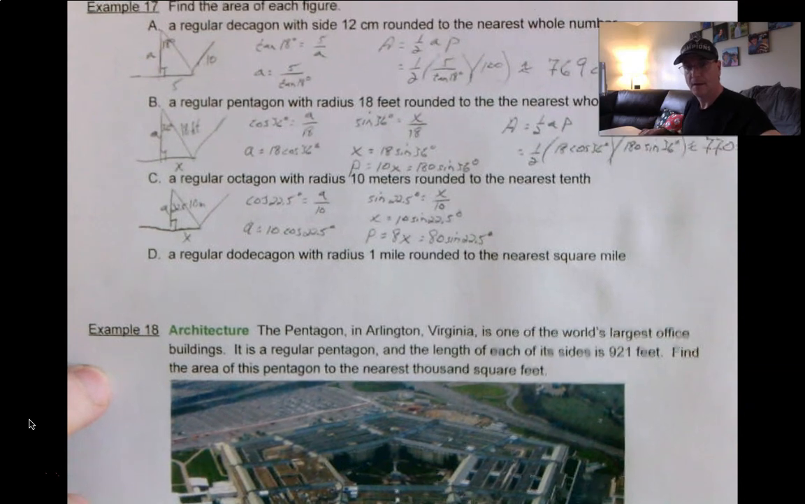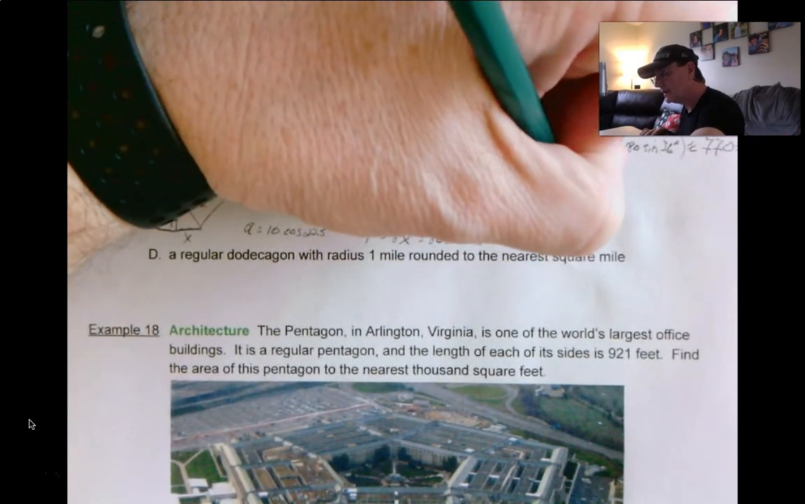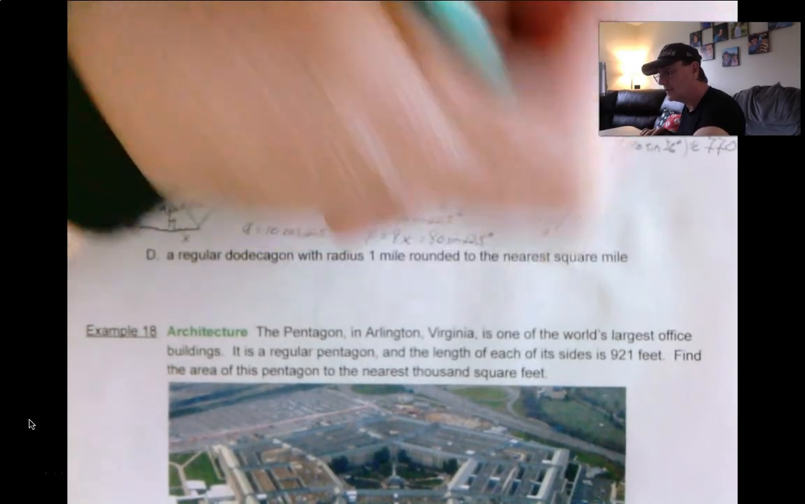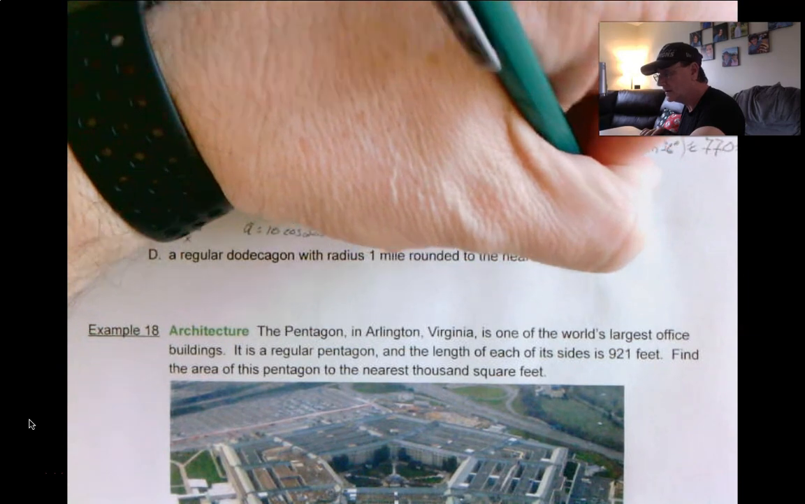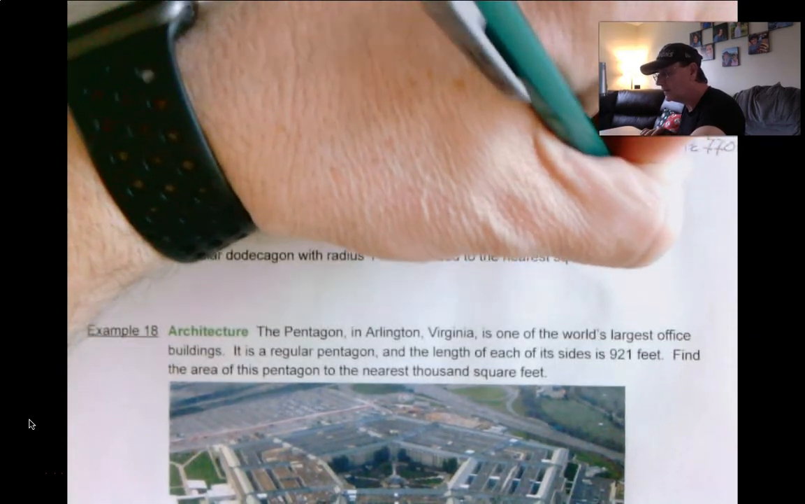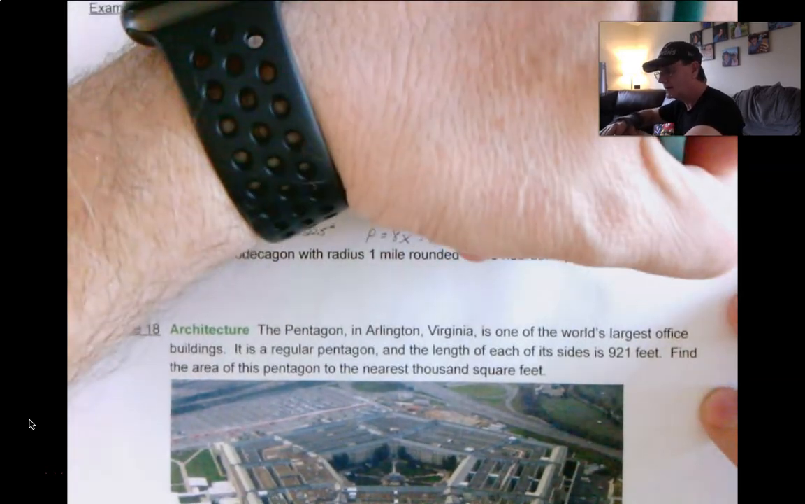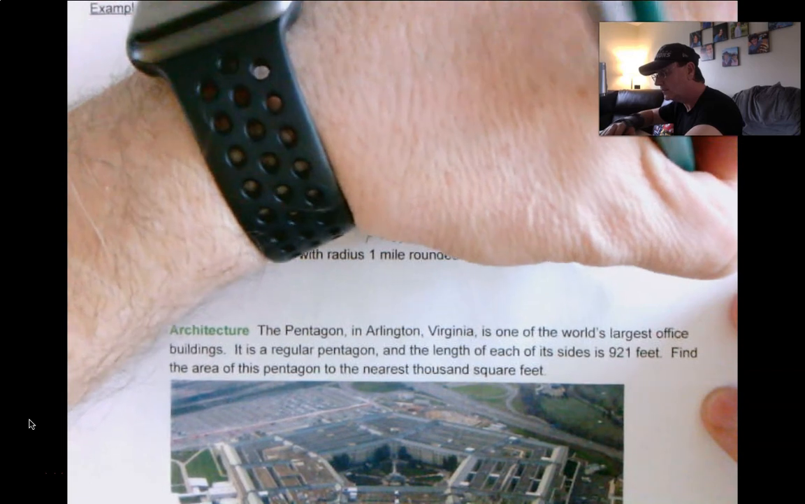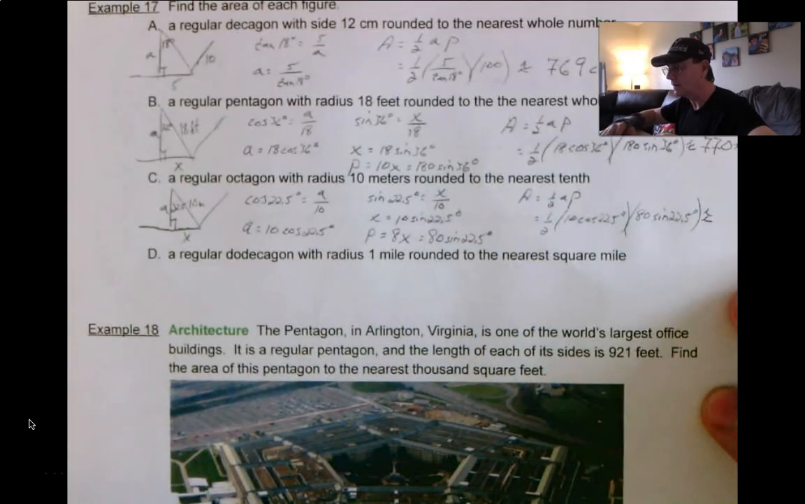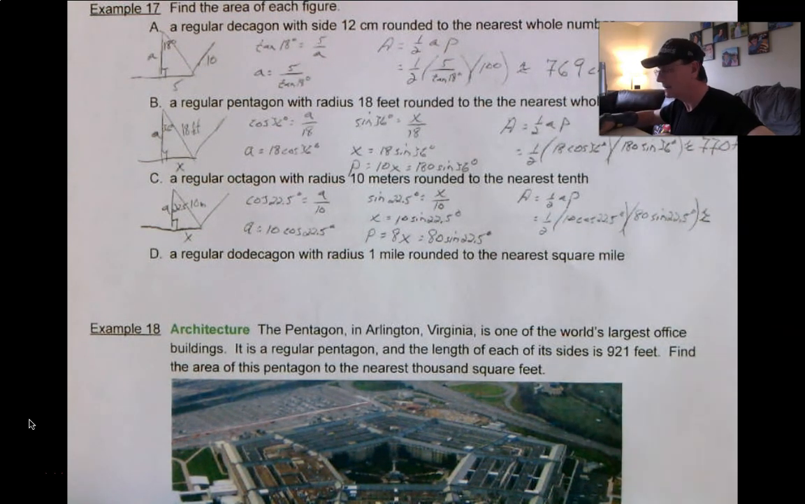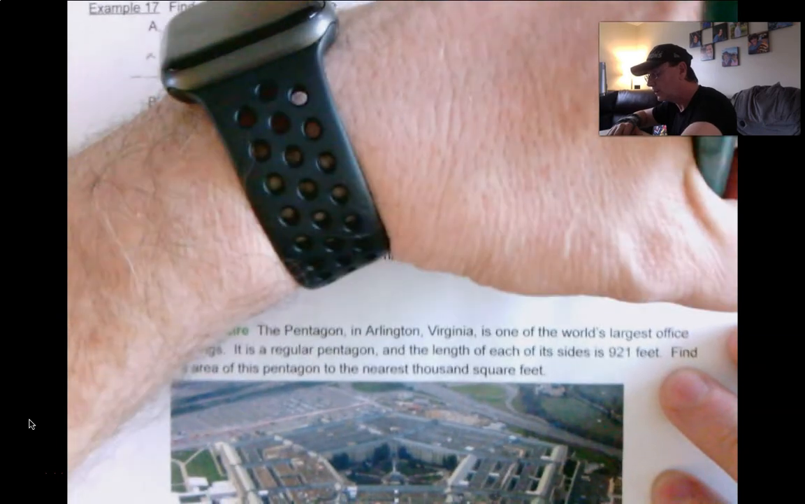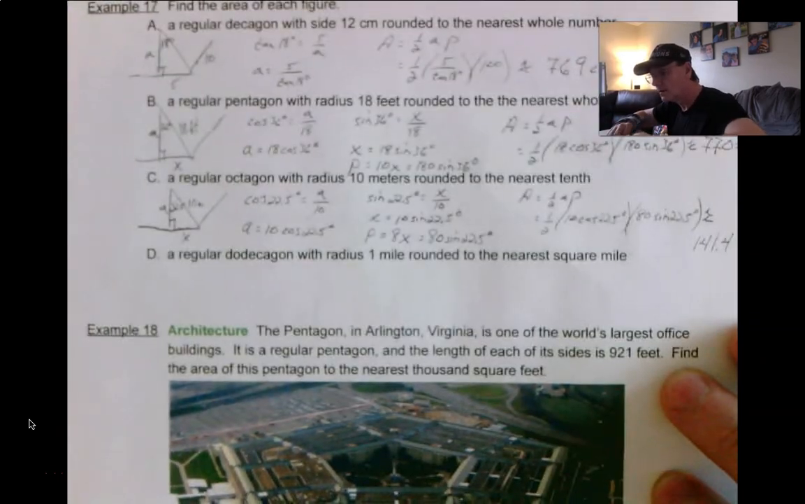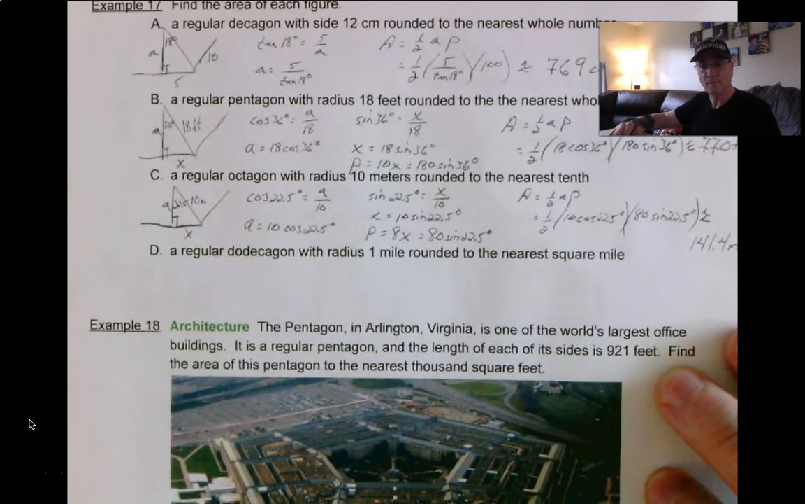And area equals 1/2 AP equals 1/2. The apothem is 10 cosine 22.5 degrees times perimeter 80 sine 22.5 degrees, or approximately, and this time we're rounding to the nearest tenth, 5 times cosine of 22.5 times 80 times sine of 22.5 equals 141.4 meters squared. That is the answer to part C.